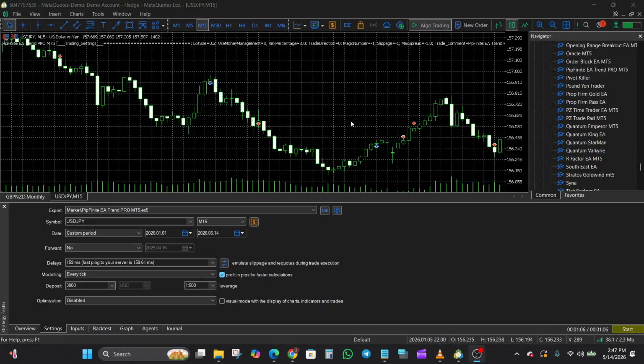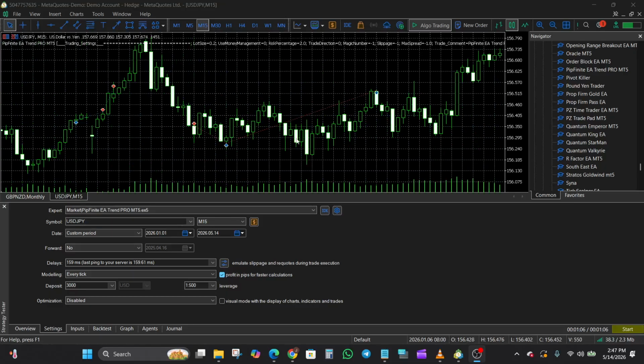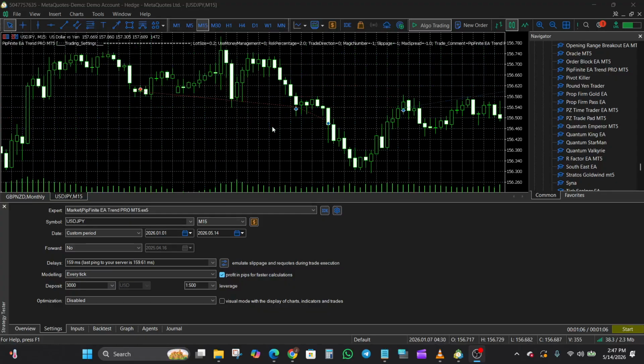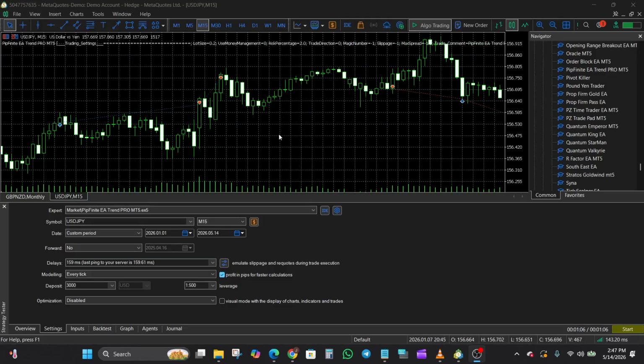So this EA seems to be focused on closing at least two different price points. Okay, but based on our observation, it's actually closing at two price points. All right, and the distance between trades is not so much.